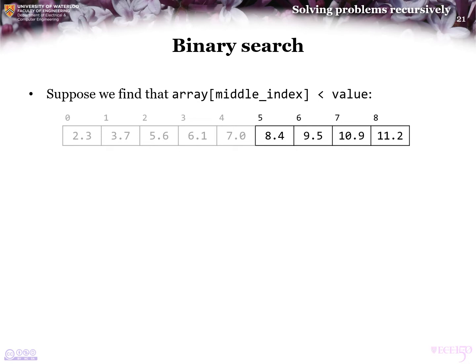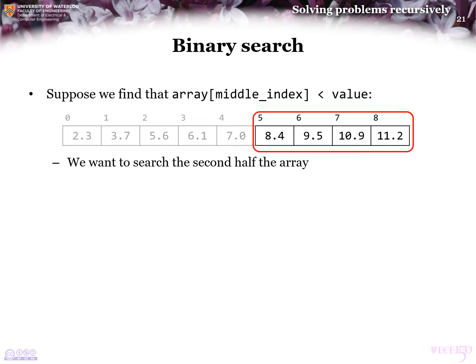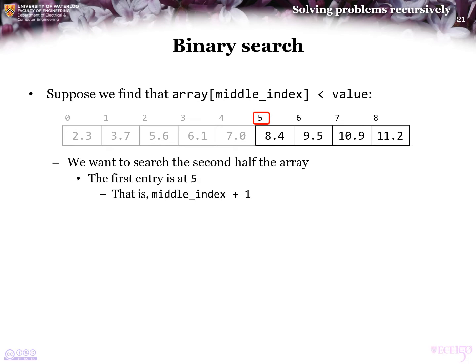Now, suppose the opposite. Let us assume that what is at the middle index is less than the value we're searching for. In this case, we want to search recursively the second half of the array. Now, the first entry of the second half is at, in this case, 5. Or, alternatively, we can calculate it as being middle index plus 1. The capacity of this second half of the array is 4. That is, it's the original capacity 9 minus the middle index, which is 4, minus 1.